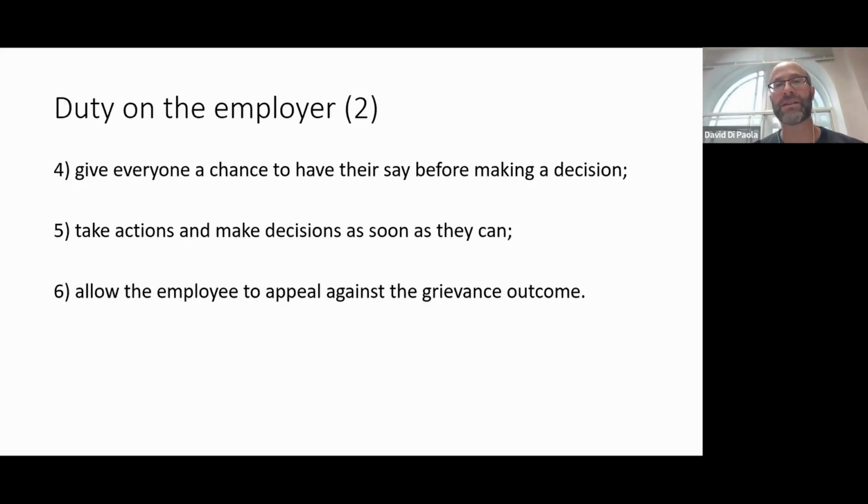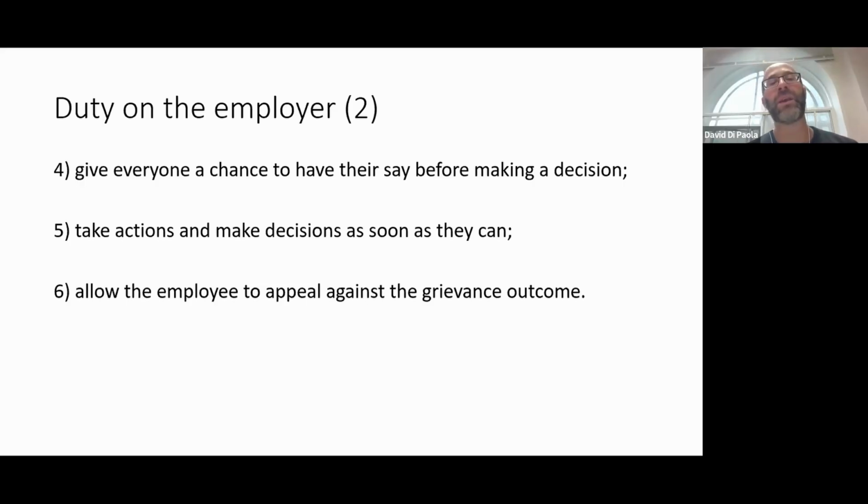Absolutely. With these things, say a grievance came in today, hypothetically, it would be ideal if you could try and meet with the employee a week today, if that gives you sufficient time to investigate it. Always try and deal with these things as quickly as you can.